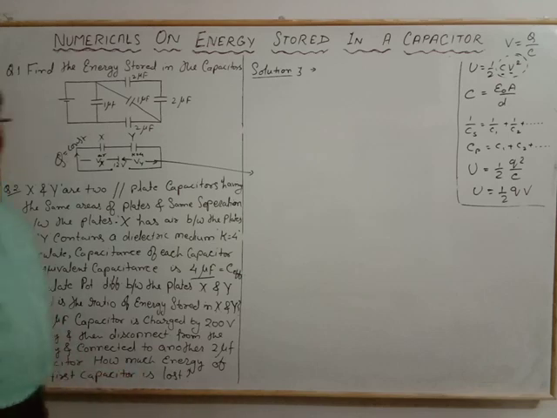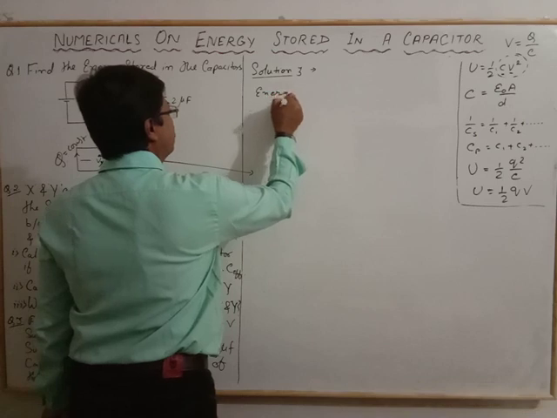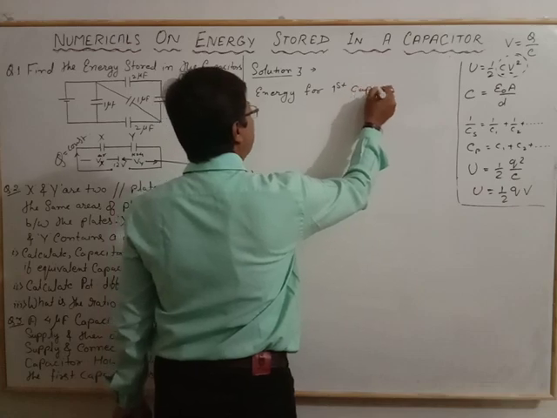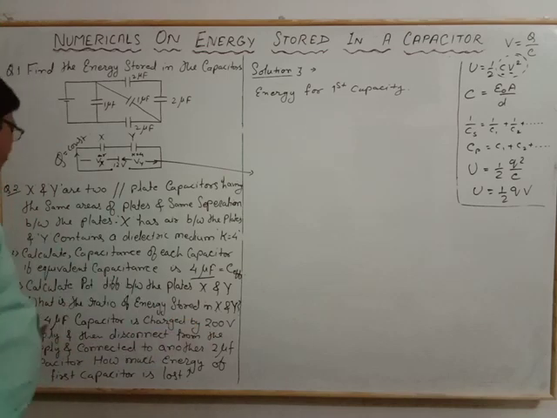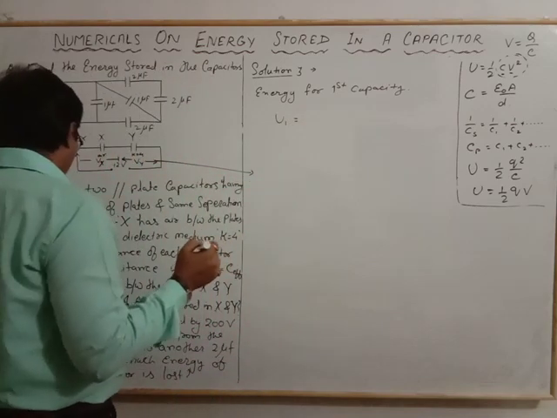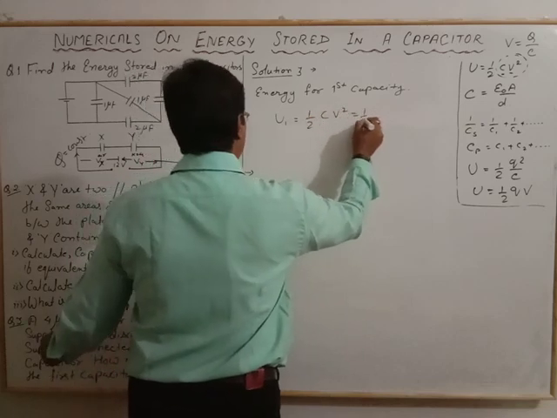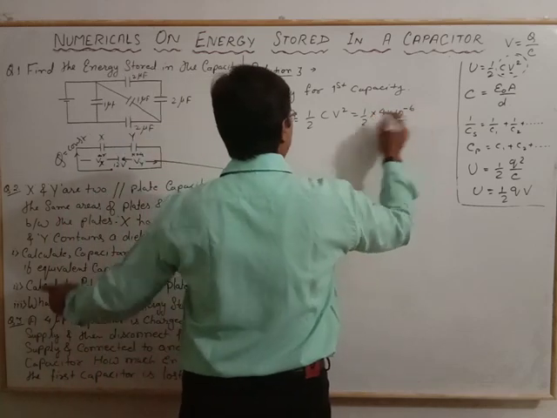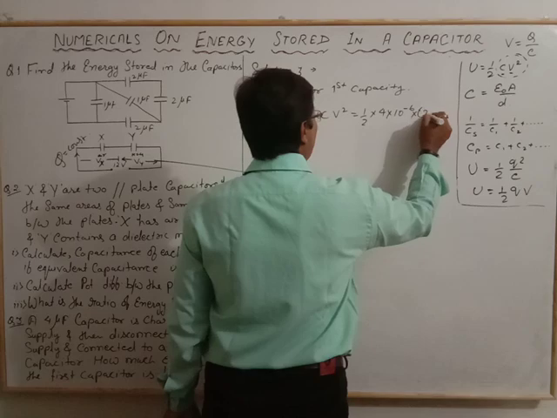Now for the first capacitor, the energy when supplied with the potential of 200 volt is U for the first equal to half C V square. The capacitor has a capacitance of 4, so half C is 4 into 10 to the power minus 6, and V square is 200 into 200, that is 200 square.